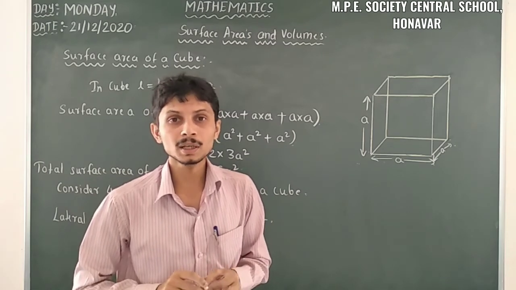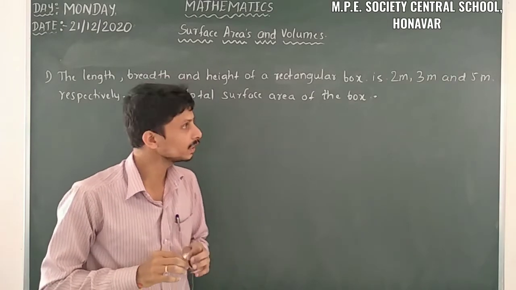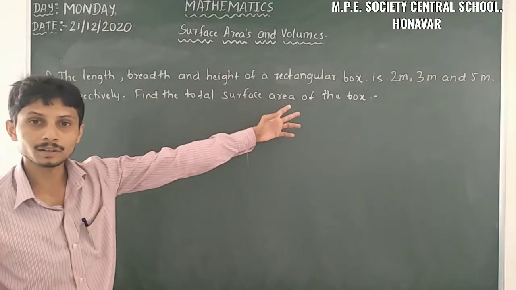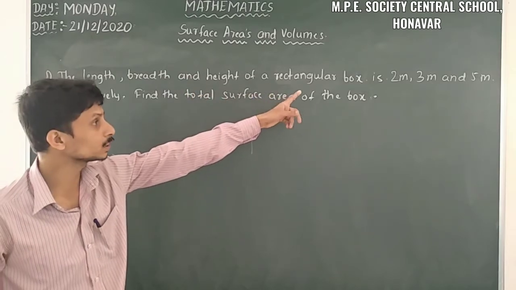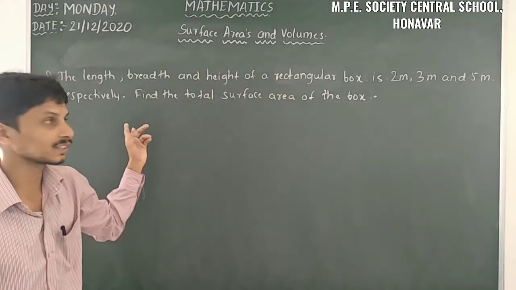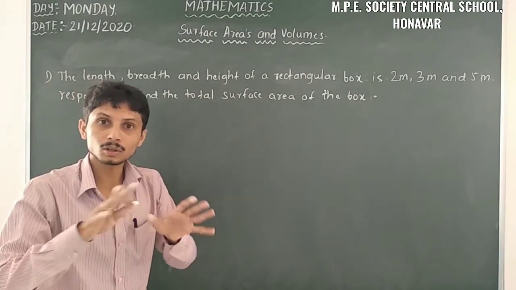So let us take some problems. Let us take the first problem of this video. Here just observe, we have a rectangular box. The length, breadth and height of this rectangular box are given, that is 2 meter, 3 meter and 5 meter respectively. Here we have to find the total surface area of the box.